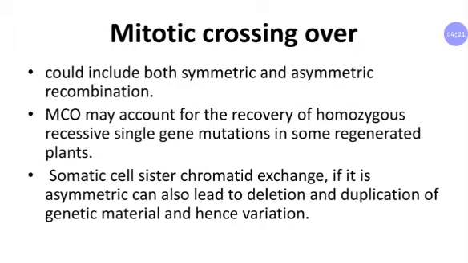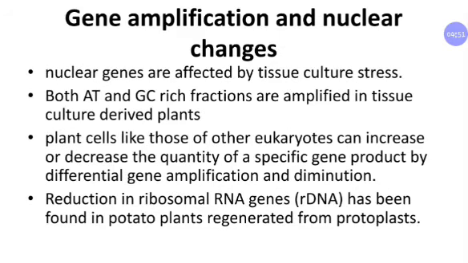Mitotic crossing over. Mitotic crossing over can occur as symmetric and asymmetric recombination. It accounts for recovery of homozygous recessive single gene mutations in some regenerated plants. If asymmetric recombination occurs in sister chromatid exchange in a somatic cell, then it may lead to deletion or duplication of genetic material and may cause variation.